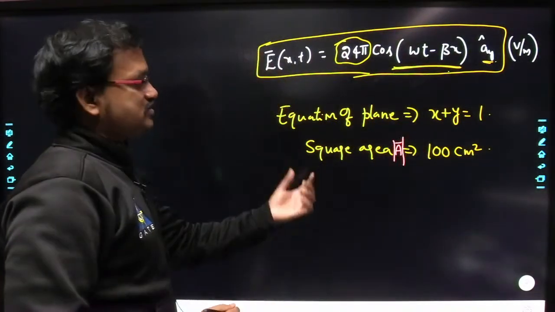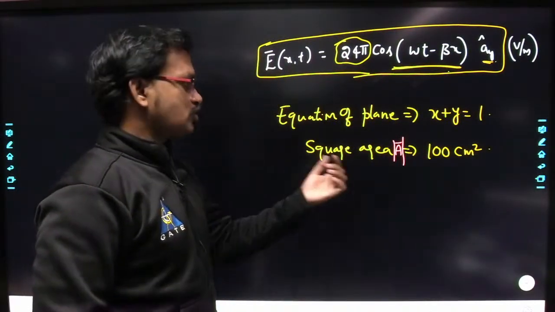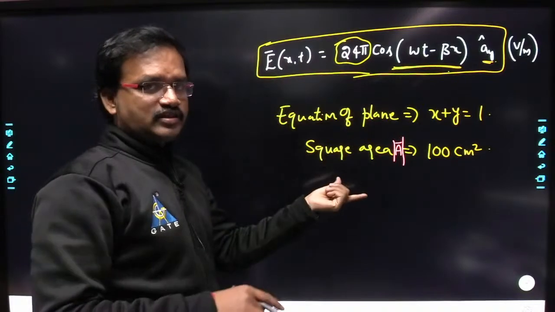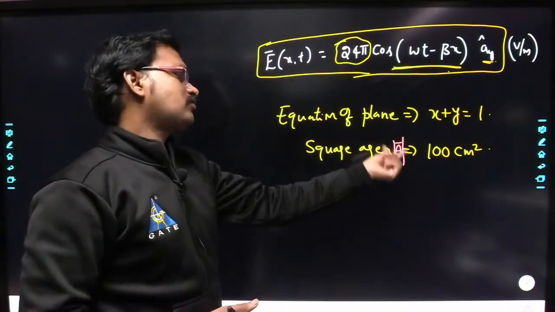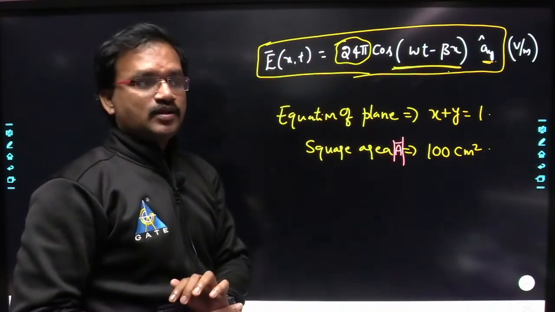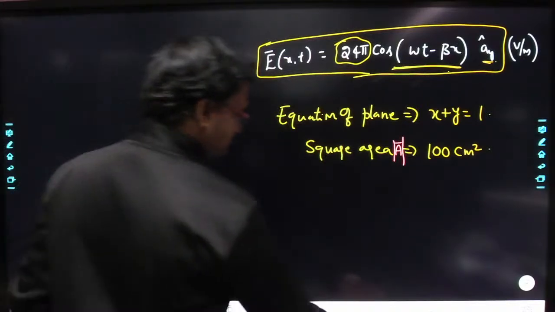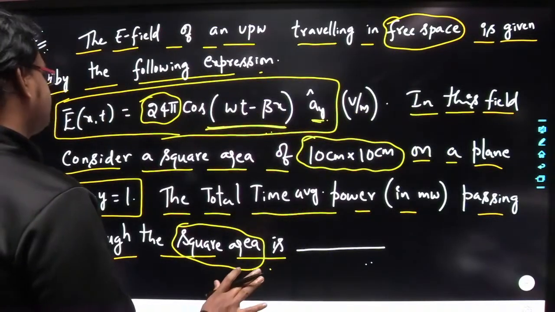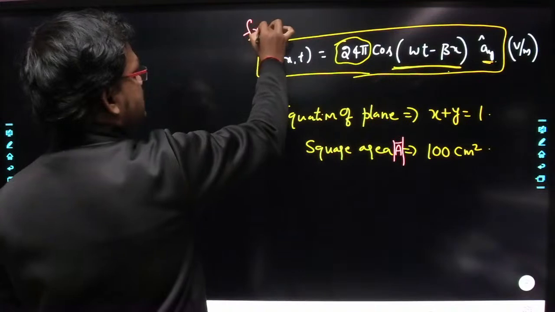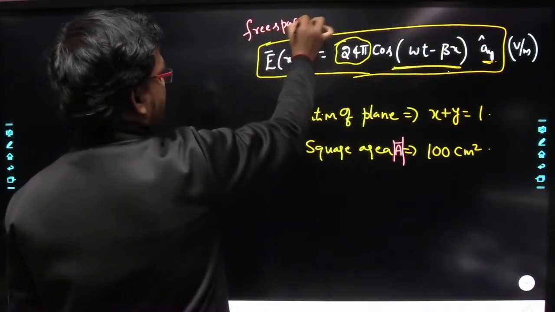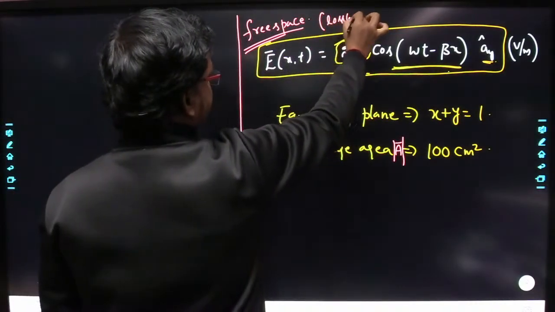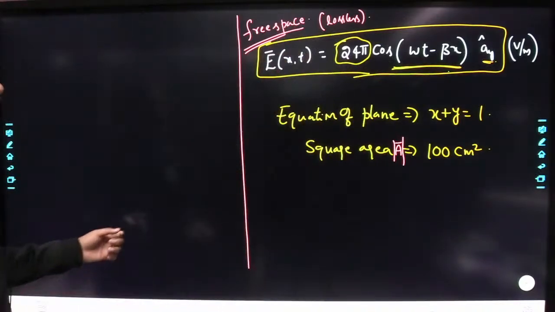Generally the surface area is a vector quantity, yes or no? Here they have given simply the magnitude of that surface area, which they are considering as a square. So the magnitude of A bar is equal to 100 centimeter square. Right. And the medium they are saying is free space, so that means lossless medium. Okay, fine. So now see here.